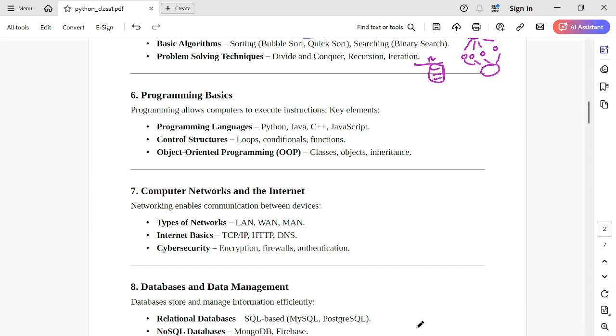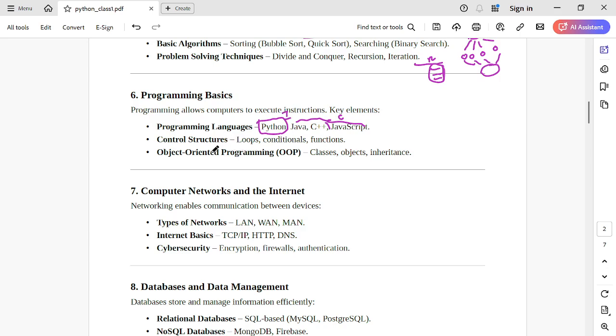So next is programming basics. Programming allows computers to execute instructions. So these are the basics of programming languages. In the following lectures, we are going to see about Python, and we also have other languages like Java, C++, and JavaScript. As I said earlier, in system software or programming software, Python uses an interpreter, while Java, C++, and JavaScript use a compiler. So Python uses an interpreter, Java and C++ use a compiler.